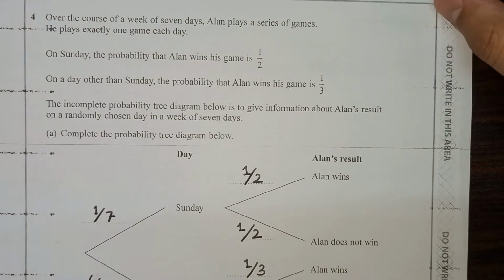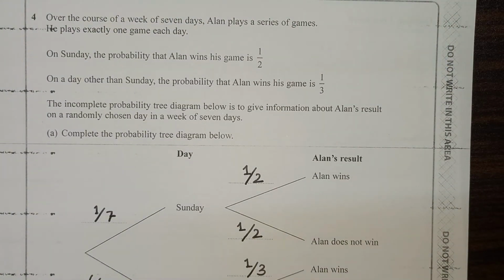Now here's a confusing question, some people tend to miss a little. Question 4. Over the course of a week of 7 days, Alan plays a series of games. He plays exactly one game each day. On Sunday, the probability that Alan wins his game is half, or 1/2. On a day other than Sunday, the probability that Alan wins his game is 1/3. The incomplete probability tree diagram below is to give information about Alan's result on a randomly chosen day in a week of 7 days. Complete the probability tree diagram.